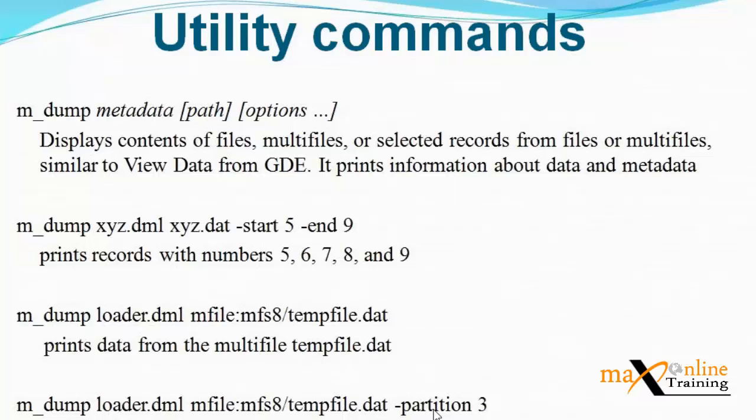So you can optionally view the data from a particular partition alone. This prints the data in partition 3 of the multifile. We have one more interesting option for m_dump, that is -select. You can issue a filter by expression in the select parameter. So -select equal to Chennai will return the records according to the filter.